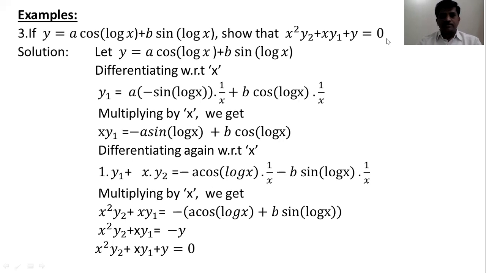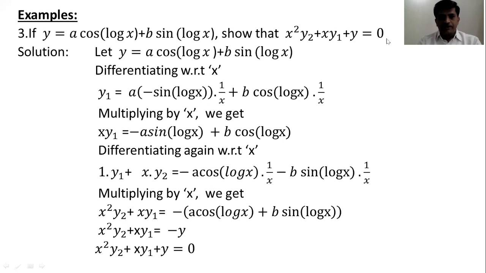Differentiating with respect to x, then differentiation of y is y1, a into cos differentiation is minus sin log x into, within that log x differentiation is 1 by x, plus b into sin differentiation is cos log x into log x differentiation is 1 by x. Multiplying by x on both the sides, we get the simplified term x y1 equals minus a sin log x plus b cos log x.